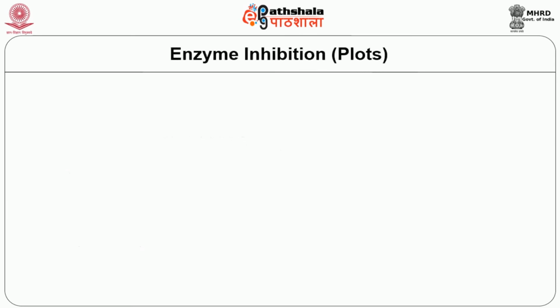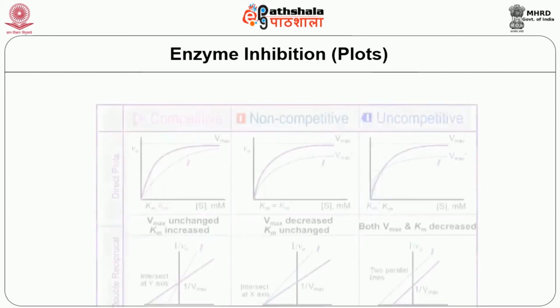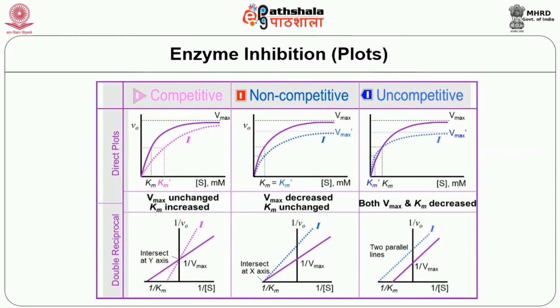In this slide, I have tried to consolidate our understanding of competitive, non-competitive and uncompetitive inhibition. The upper panel shows us the direct plots, how the hyperbolic curve changes in the presence of the substrate, and how the hyperbolic curve shifts in the presence of the inhibitor. We have also given the double reciprocal plot, that is the Lineweaver plot, to show the effect of the presence of the inhibitor affecting the rate of the enzyme activity.